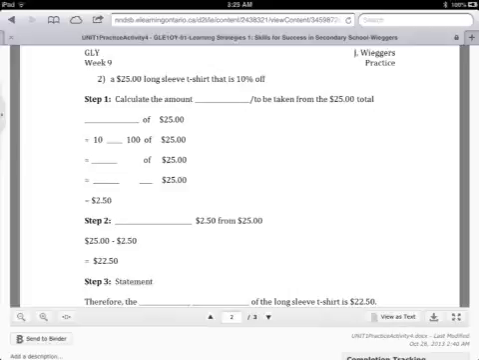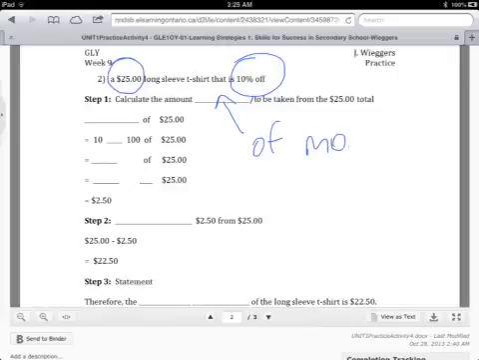The goal of questions 2 and 3 in part B is to figure out how much something's going to cost when it's on sale. So if you've got a $25 long sleeve t-shirt for 10% off, we want to calculate the amount of money to be taken from the $25 total in step 1.